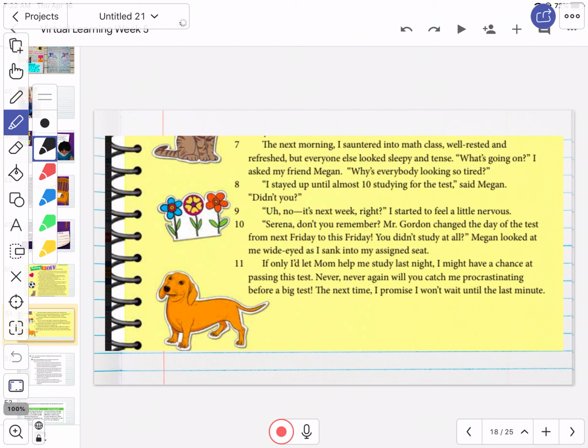If only I'd let Mom help me study last night, I might have had the chance at passing the test. Never, never again will you catch me procrastinating before a big test. The next time, I promise I won't wait until the last minute.